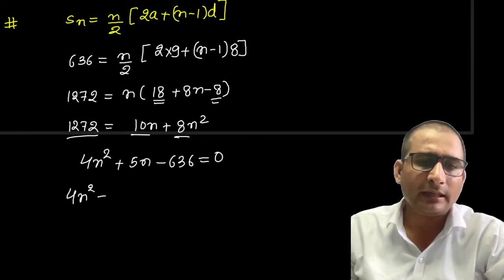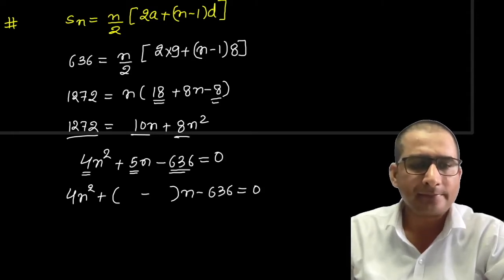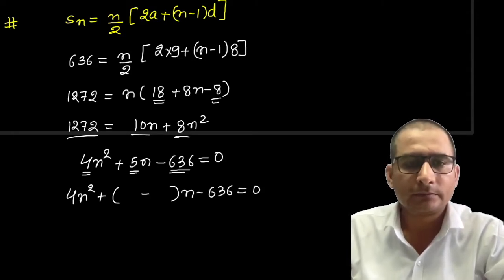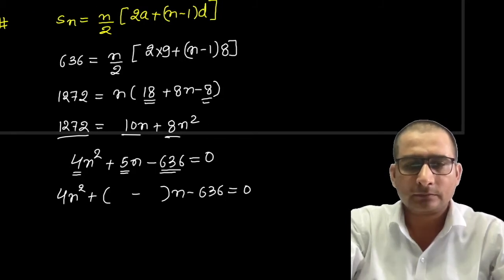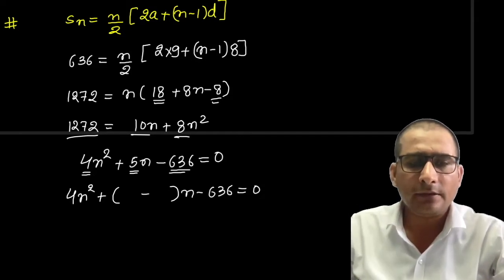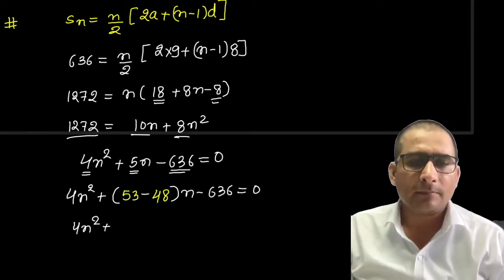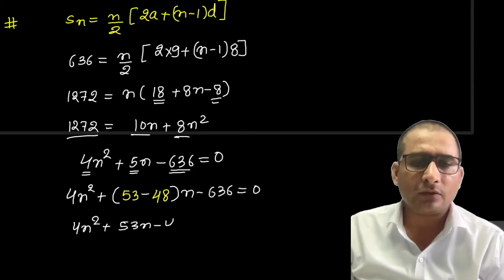Now अब splitting middle term लगाएंगे हम लोग. So now we need the 2 numbers जिनको माइनस करके 5 आए और मल्टीप्लाई करके 636 into 4. So what are the 2 numbers? 53 and 48, yes, 53 minus 48. So then it can be written as 4n square plus 53n minus 48n minus 636 equal to 0.